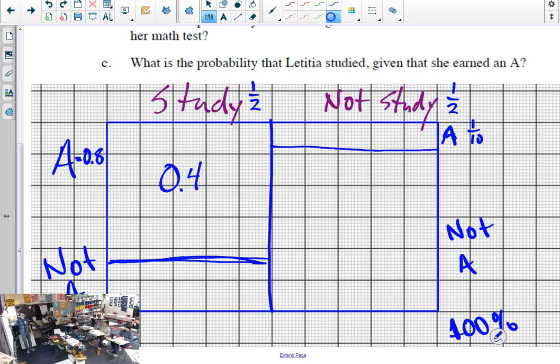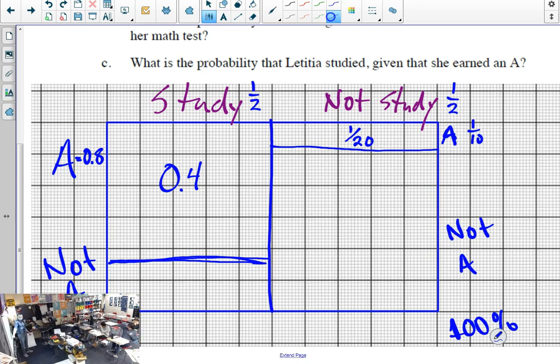So then this becomes 1/20th. In the realm of me taking this test, there's 5% or a 20th that I don't study and get an A. That's what that rectangle is: not studying and having an A. There's a 5% chance. That's a very low chance. I would not take it.